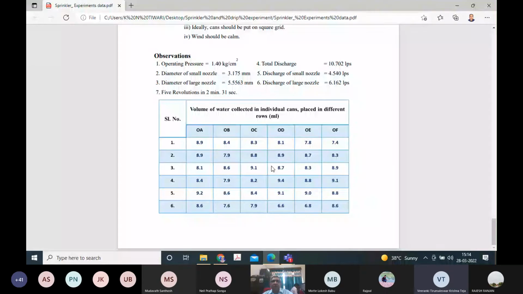Going a little further, let me just show you how the sprinkler set looks. So the data which I have collected, you can see here. We have a sump, and from the sump water is being taken. This is your suction pipeline.